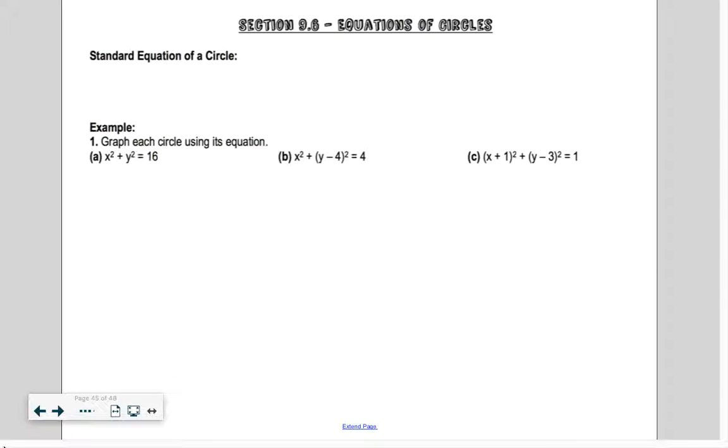Equations of circles. Like I said, this is going to be a very easy thing for us to do on Friday, so let's work together so you guys can finish your homework before you even leave.